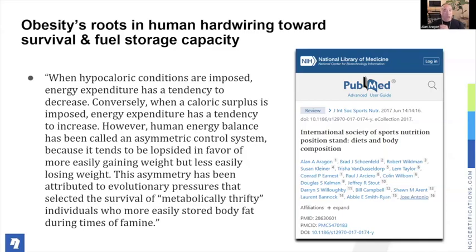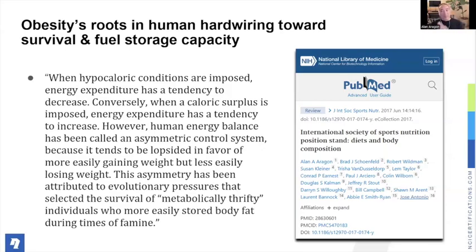When hypocaloric conditions are imposed, energy expenditure has a tendency to decrease. Conversely, when a caloric surplus is imposed, energy expenditure has a tendency to increase. However, human energy balance has been called an asymmetric control system because it tends to be lopsided in favor of more easily gaining weight but less easily losing weight. This asymmetry has been attributed to evolutionary pressures that selected the survival of, in quotes, metabolically thrifty individuals who more easily stored body fat during times of famine.